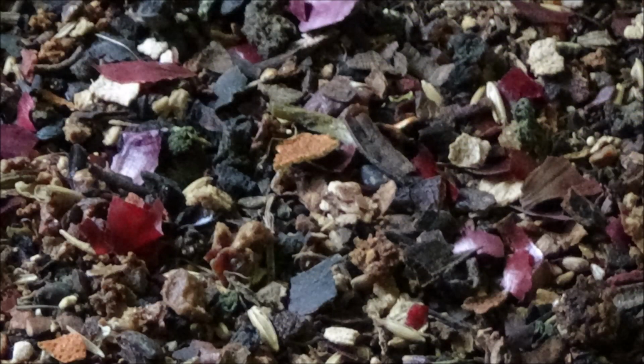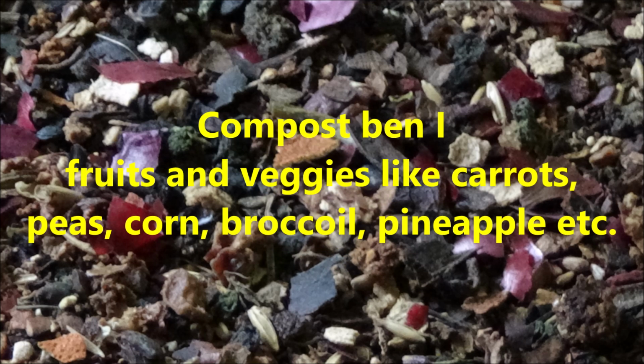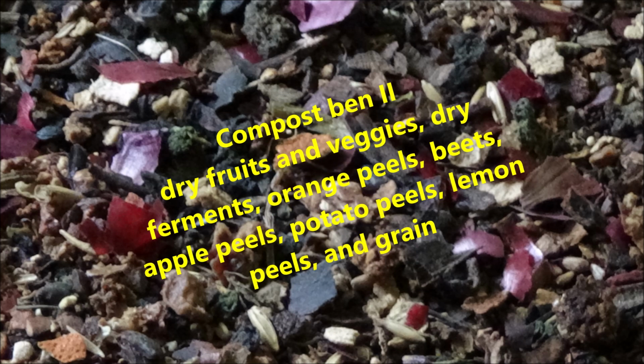Here at Steve's, we have two different types of compost bins. One for normal fruits and vegetables like carrots, peas, corn, broccoli, and pineapples. And we have one for dry fruits and vegetables where we let the peels dry, or we dry them slowly in the oven and place them all in one big bin. That is, dried ferments, fruits, beets, apples, lemons, and of course grain.